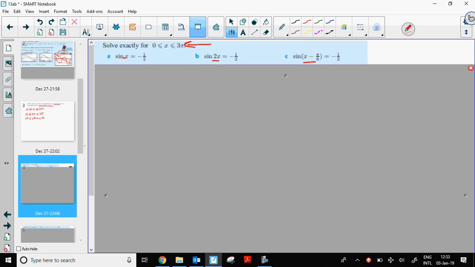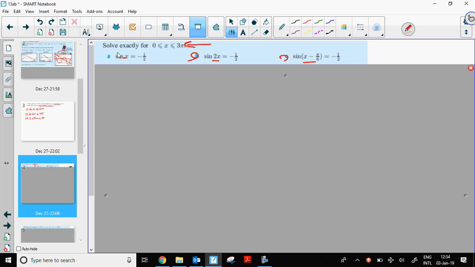And we've got a restricted domain here. x is in between 0 and 3 pi. So we're going to use that, and we're going to rewrite that domain restriction for each of these two in a minute. So first, let's just go through problem A, because problem A is easy.